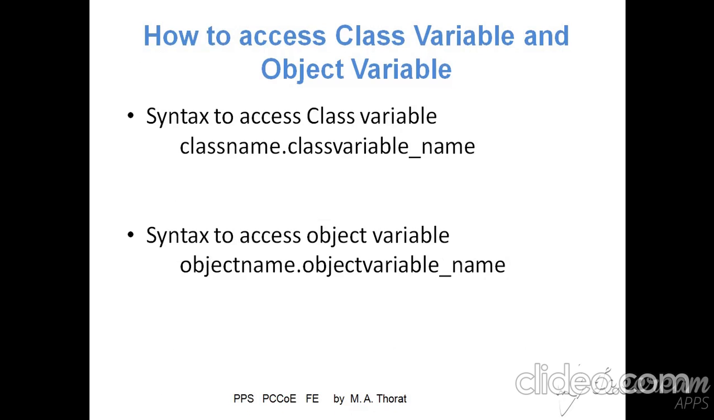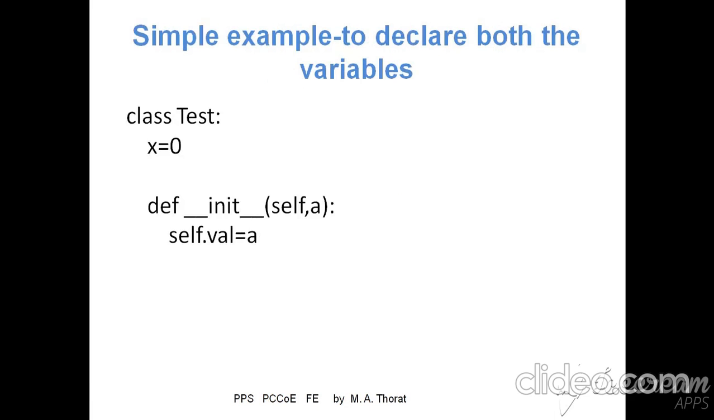Now what is the way to access the class and object variable? The syntax for the class variable: we have to use the class name to access the class variable. So it should be the class name dot class variable name, and to access the object variable it should be the object name dot object variable name. So to access class variable, class name is required. To access object variables, object is required.